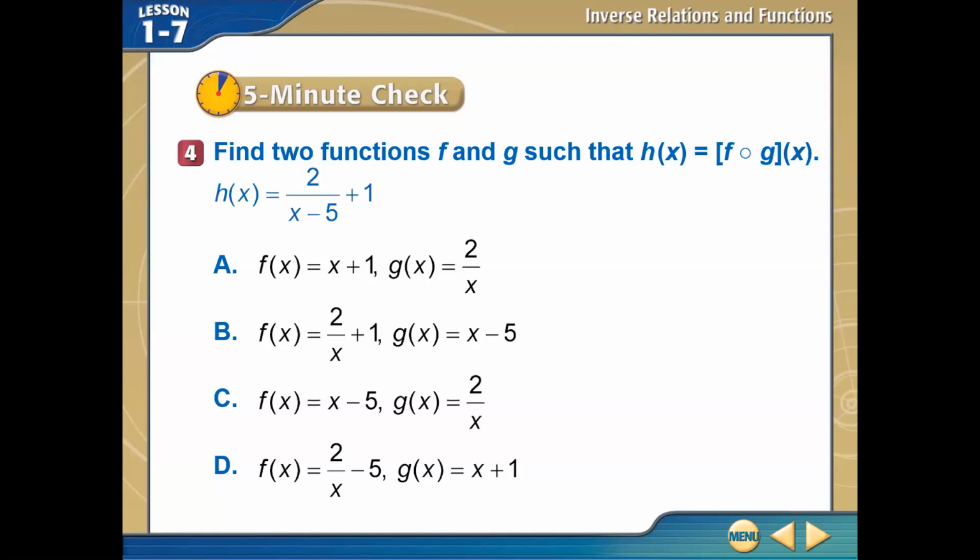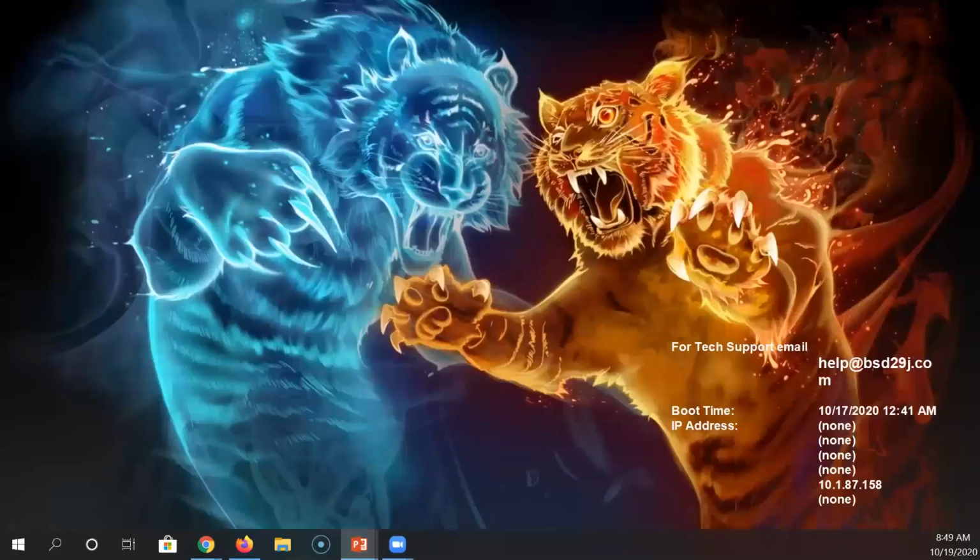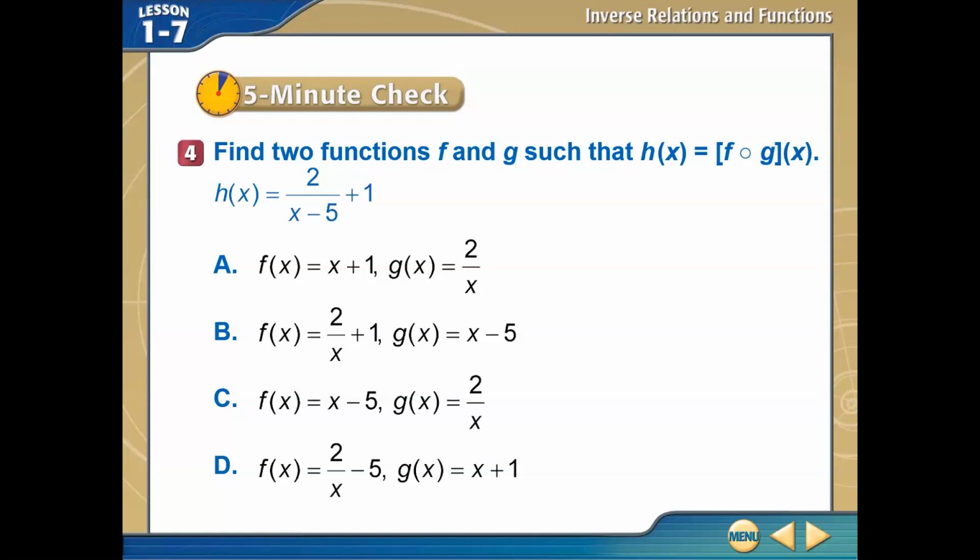Okay, looking at B, we have f of x is equal to 2 divided by x plus 1. So in this case, if we were to plug in g of x for x, we would have 2 divided by the quantity of x minus 5 plus 1, which gets us back to where we started. That's probably our best option so far.